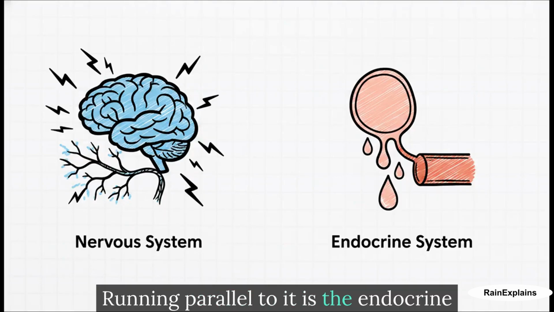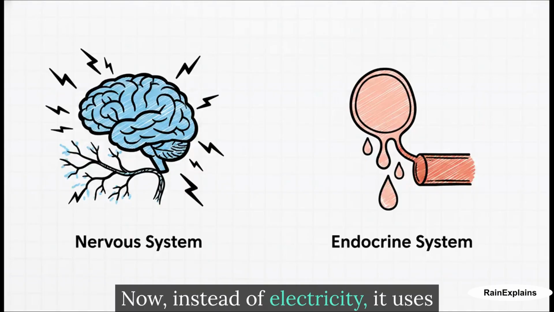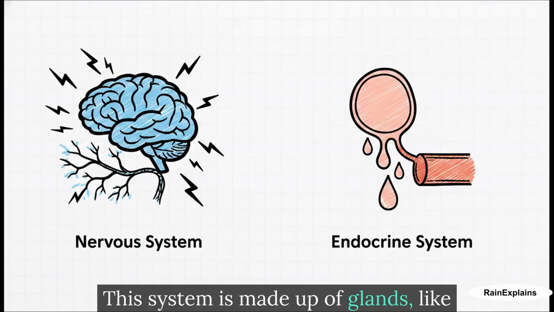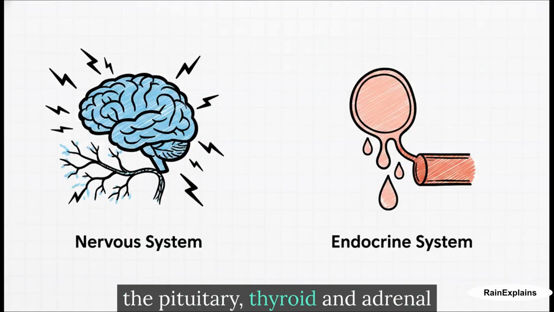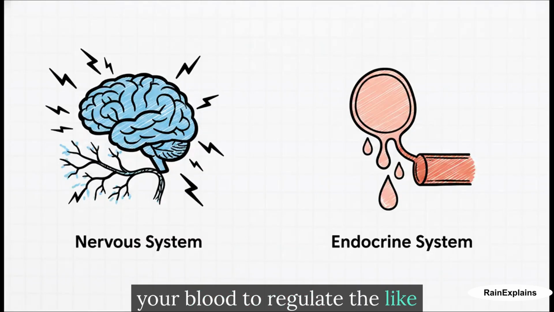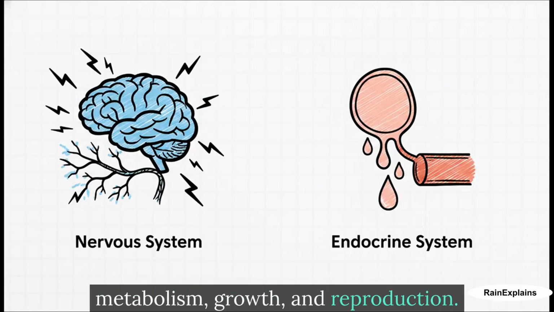Running parallel to it is the endocrine system. Now, instead of electricity, it uses chemical messengers. This system is made up of glands, like the pituitary, thyroid, and adrenal glands, that secrete hormones right into your blood to regulate things like metabolism, growth, and reproduction.